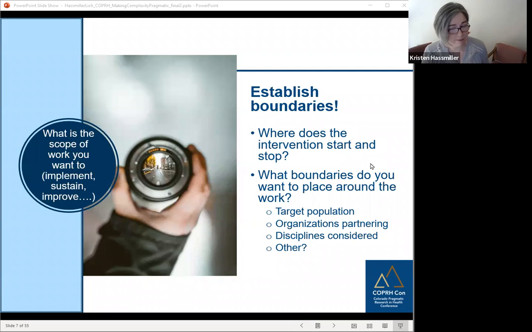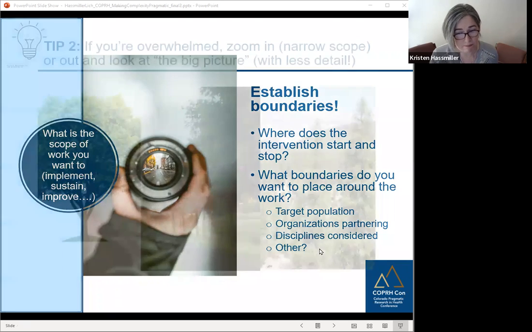Sometimes things that we might want to think about are the target population. Who are we targeting? And maybe there's a couple. We might want to study how it's playing out in, or think about how to improve services or implement the intervention in, separate target populations. Who are the organizations that are partnering? How broad versus narrow of a scope are we taking in terms of the who's doing what that's part of the system? What disciplines are we considering? There are other ways to narrow the boundary, but just be really clear about the scope. Sometimes if we're thinking about a complex intervention, be really clear about where it starts and stops. That's a good way to think about the boundary, what's included.